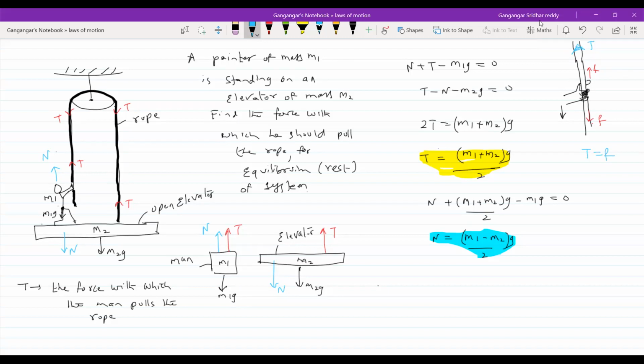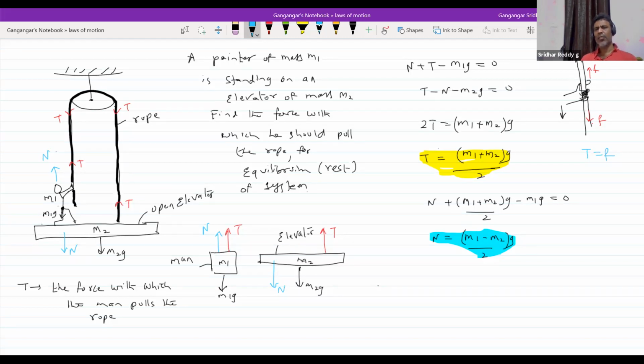Okay, sir. Now, if there is any acceleration in the rope, the rope is massless, so it should be the same everywhere. If that person is accelerating downwards, then the equation becomes m1g minus N minus T equal to m1a. Here, instead of 0 you write m1a. Nothing to do with the rope.